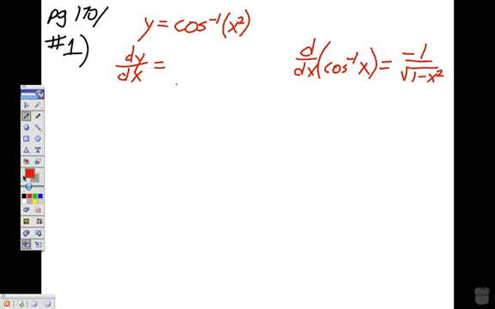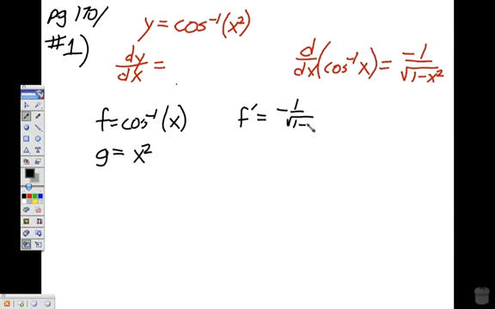Here we've got the inverse cosine of x squared. So what rule are we going to use? Yeah, we're going to use the chain rule. F is the inverse cosine function. G is what's inside our inverse cosine. It's x squared. Then f prime is that. It's -1 over the square root of 1 minus x squared. And g prime is the derivative of x squared, which is 2x.